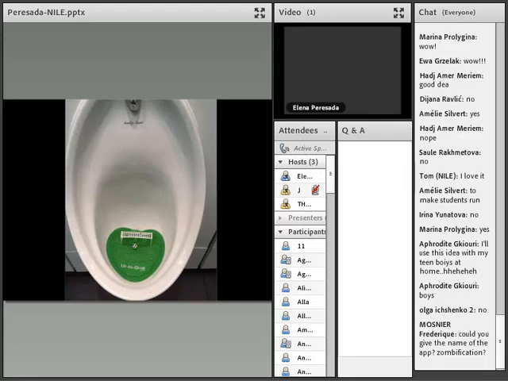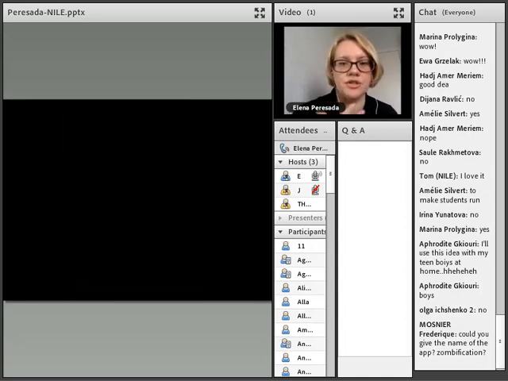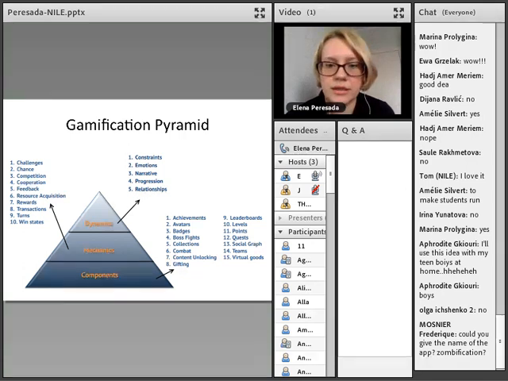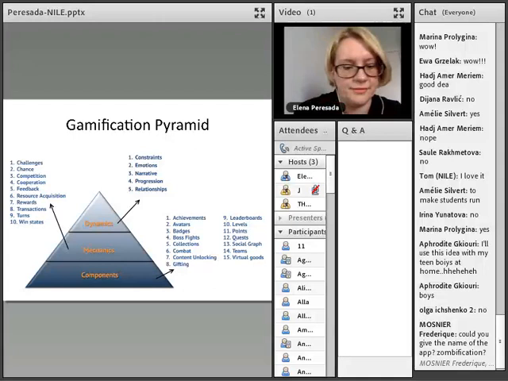how gamification works. And if you want, could you give the name of the app? Zombification? No, it is Zombie Run. Okay, I will type it here.